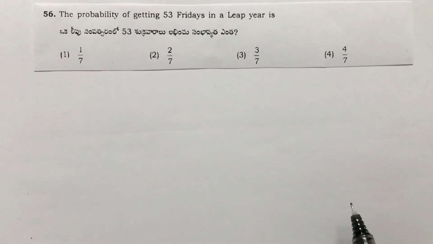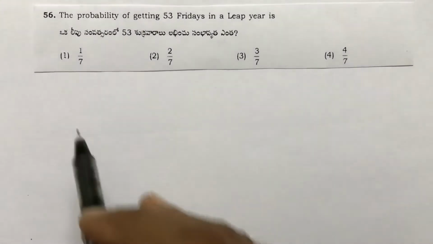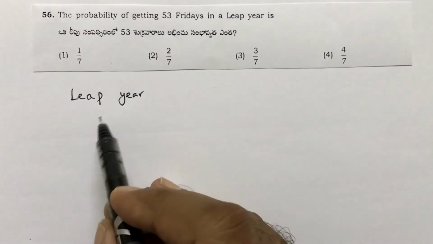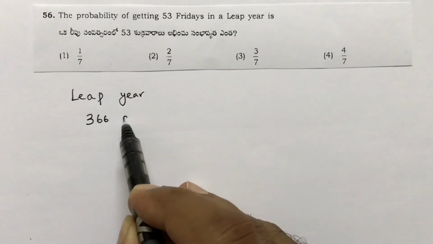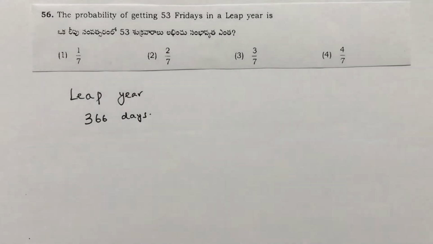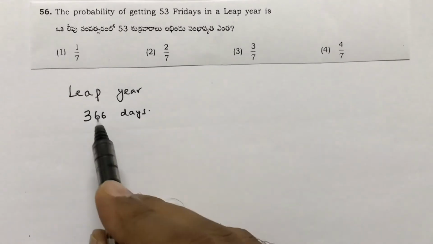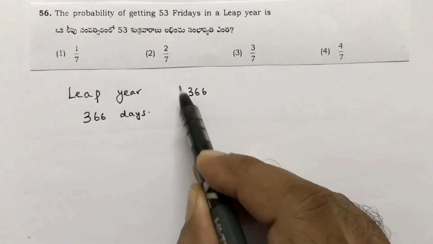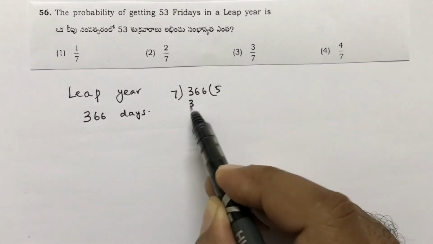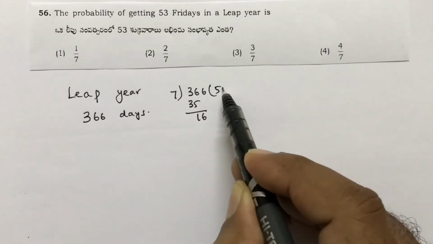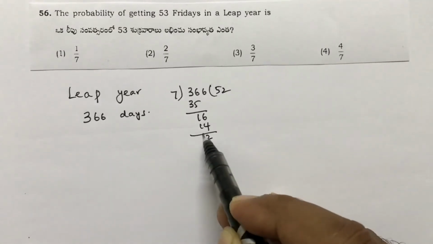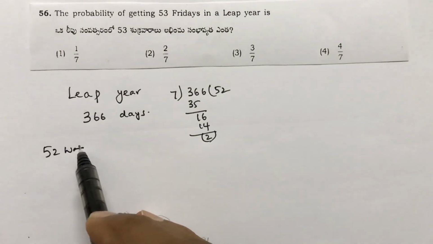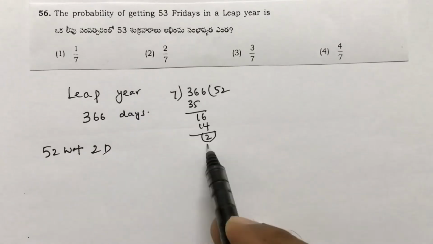The probability of getting 53 Fridays in a leap year. See children, in a leap year we have 366 days. Suppose in a week there are 7 days. So if you divide 366 by 7, 7 fives are 35, 7 times 2 is 14, so 2 days are extra. So here you have 52 weeks plus 2 days.